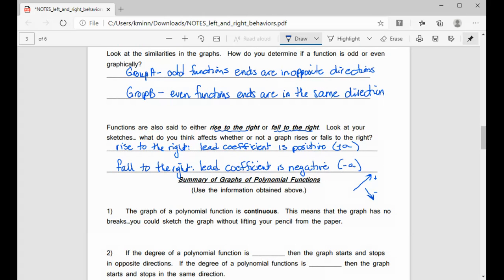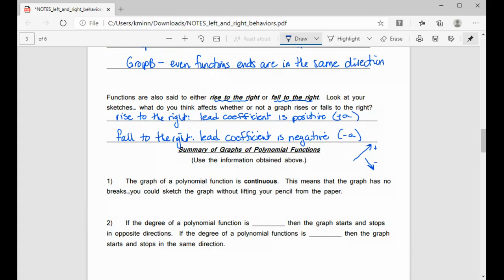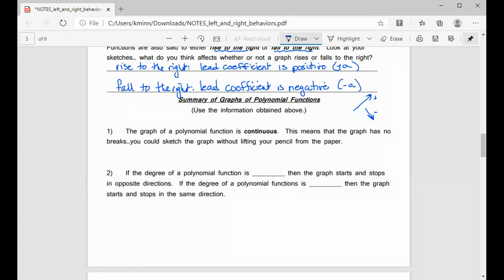Okay, so some of the other conclusions. Number 1 was just some information that the graph of all polynomial functions is continuous, meaning we don't pick up our pencil or pen when we draw them. There's no holes, there's no asymptotes, there's nothing. They are continuous. Number 2, the degree of your polynomial will be odd if the graph starts and stops in opposite directions. The degree of the polynomial is even if the graph starts and stops in the same direction.